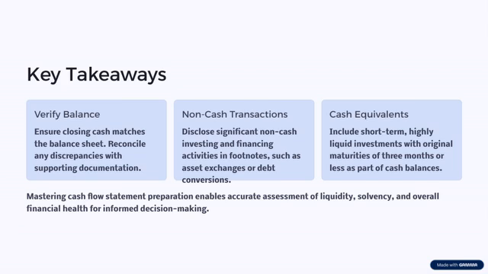It's also important to disclose significant non-cash investing and financing activities in the footnotes, such as asset exchanges or debt conversions. These transactions can impact your financial analysis, but don't involve actual cash flows, so transparency here is key. Finally, always verify that your ending cash balance matches what's reported on the balance sheet. Reconcile any discrepancies with proper supporting documentation to maintain accuracy and credibility. These points tie directly into our overall goal of providing a clear, accurate view of financial health, enabling better decision-making across the organization.